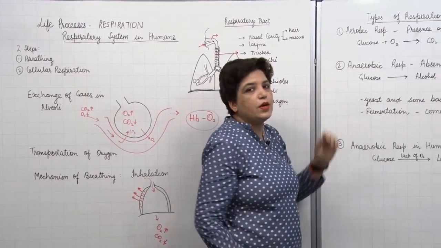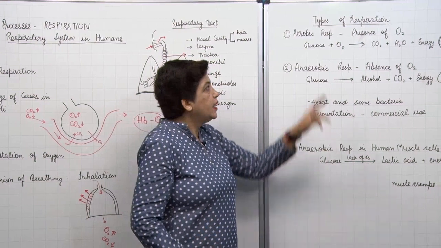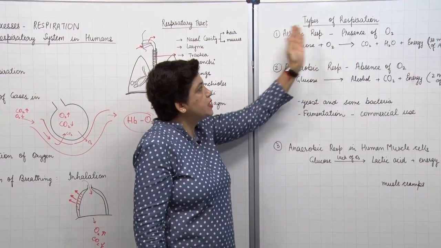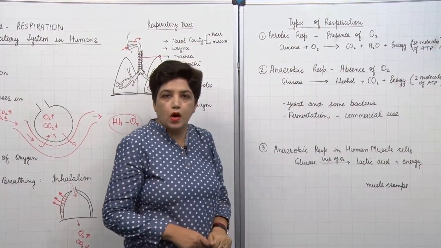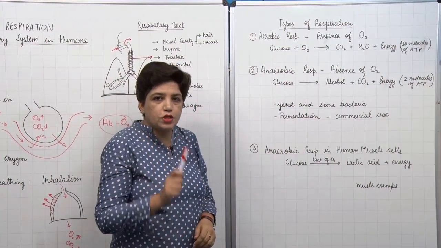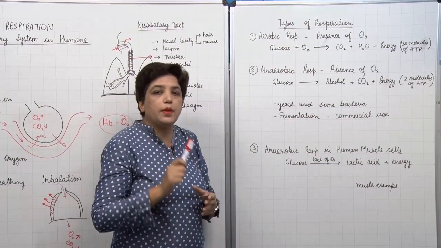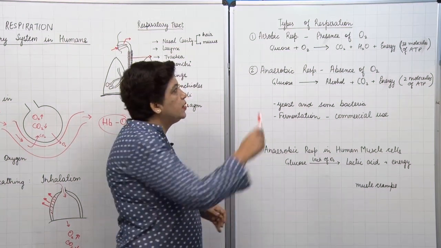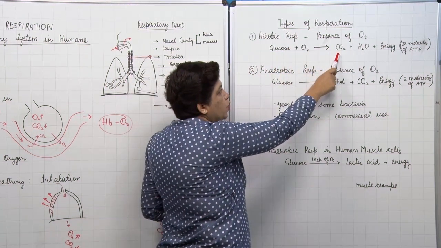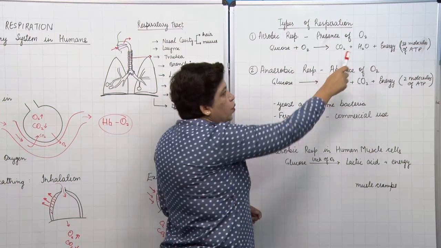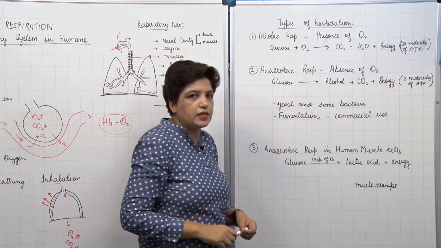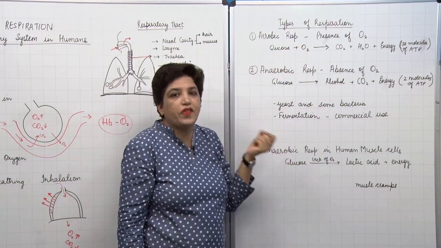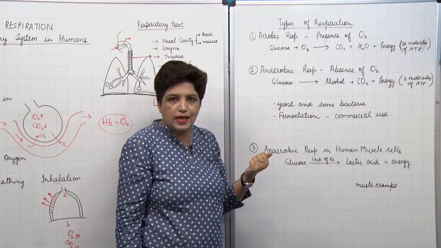So basically, we can divide respiration into two types, aerobic and anaerobic. Aerobic, as the name suggests, occurs in the presence of oxygen. So the process of respiration which occurs in the presence of oxygen is known as aerobic respiration. The glucose is completely broken down into carbon dioxide and water, and a lot of energy is released. Each molecule of glucose releases 38 molecules of ATP, which we just studied in the last section.